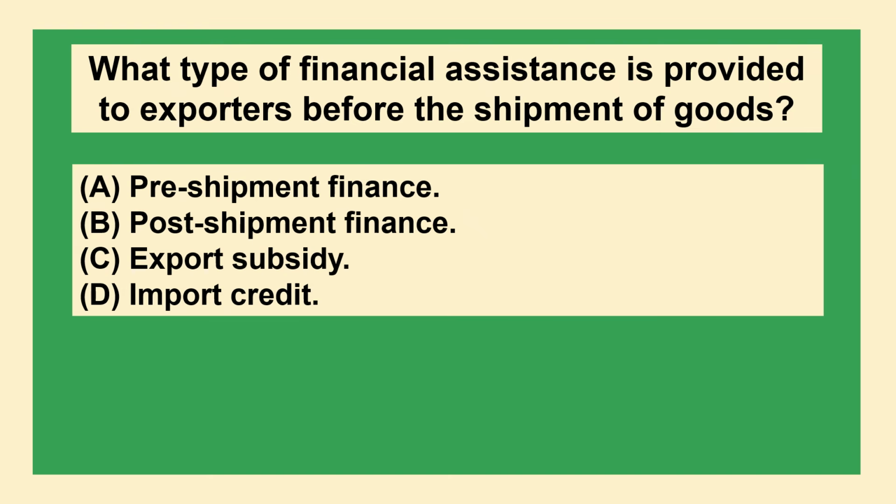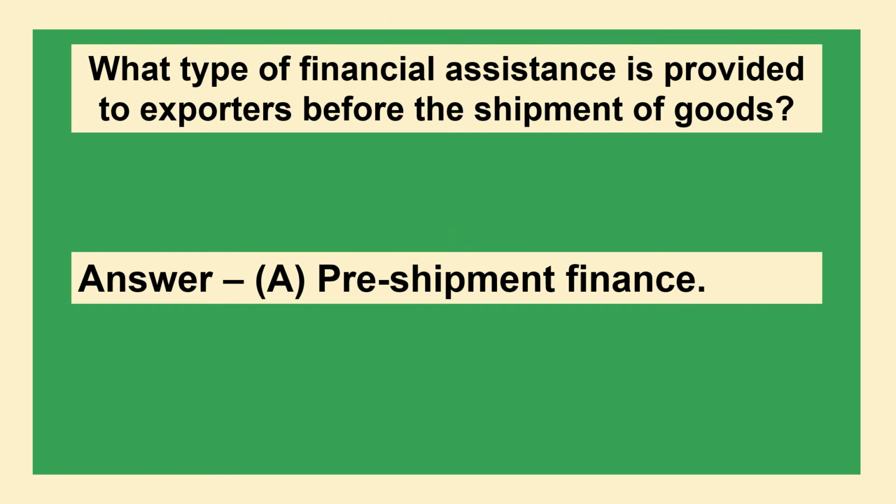What type of financial assistance is provided to exporters before the shipment of goods? Option A, pre-shipment finance. Option B, post-shipment finance. Option C, export subsidy. Option D, import credit. The answer is option A, pre-shipment finance.